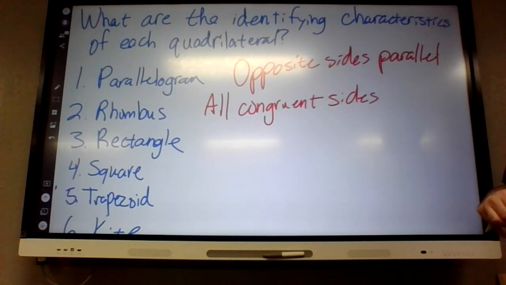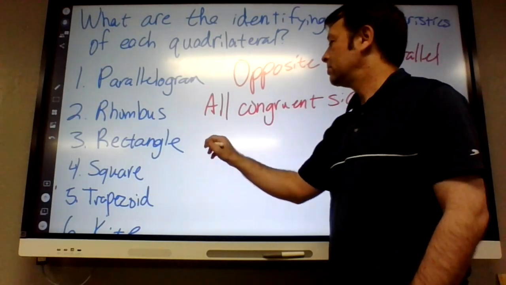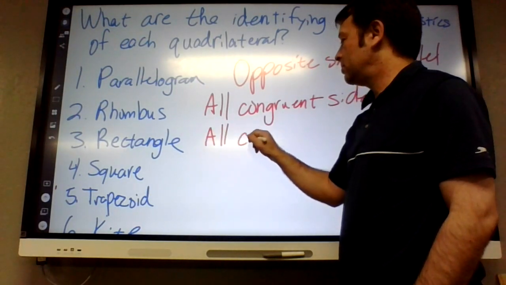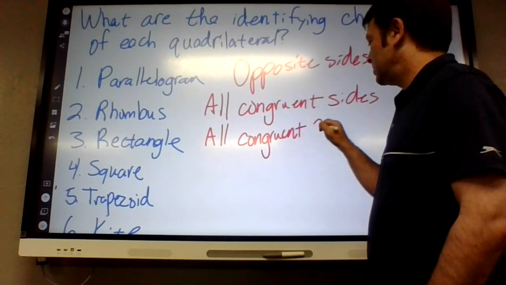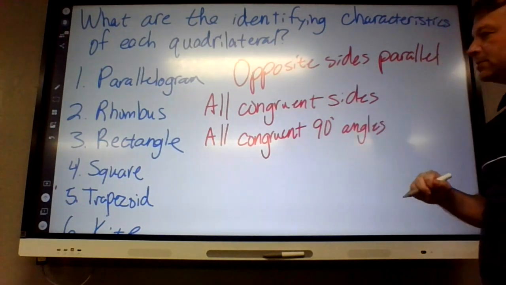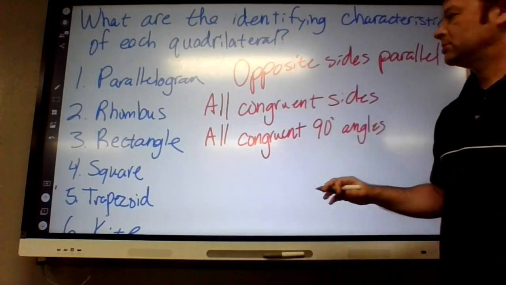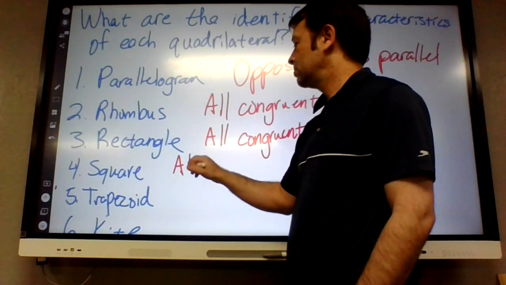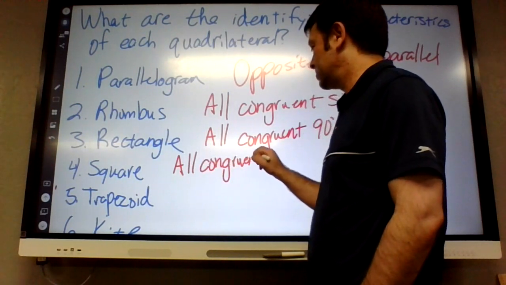Okay, what makes a rectangle a rectangle? Two pairs of congruent sides, all congruent... 90-degree angles. Right? Okay, what makes a square a square? All congruent sides and congruent angles. Yes, all congruent sides and angles.